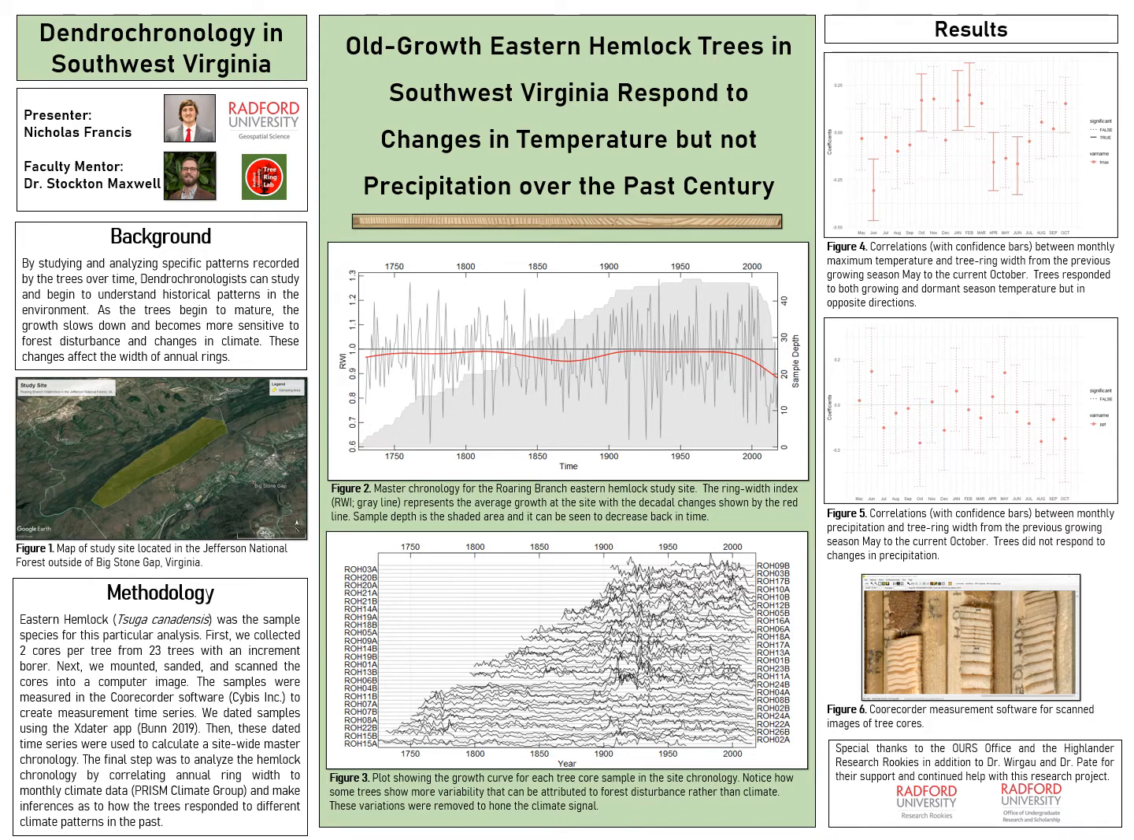And then in figure 5, you can see the correlations between monthly precipitation and tree ring width from the previous growing season May to the current October. The trees did not respond to changes in precipitation, which surprised me. I would expect precipitation to be one of the main factors in how trees grow, but evidently not. As you can see in this graph, the trees did not respond to changes in precipitation.